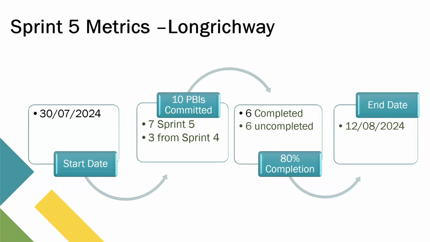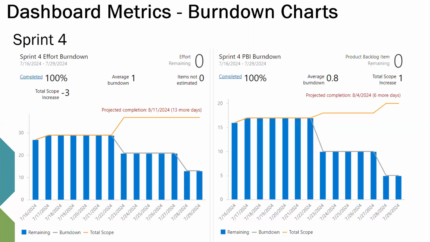We were only able to commit 10 PBIs, 7 from sprint 5, 3 from sprint 4. These numbers are not right, some things are off. Apologies for the mistake. We were only able to complete 6. We had 4 uncompleted. Then this is our metrics.